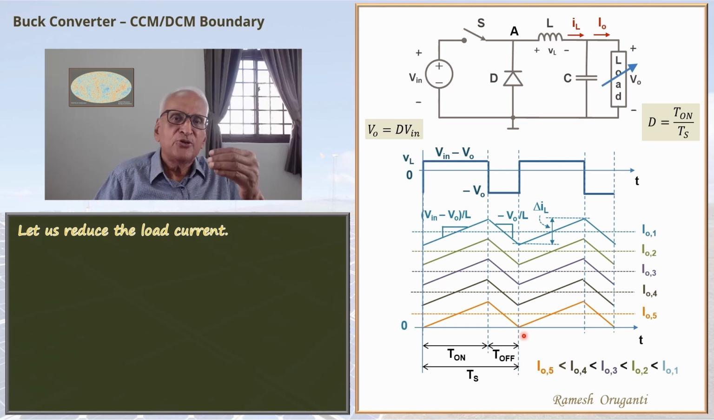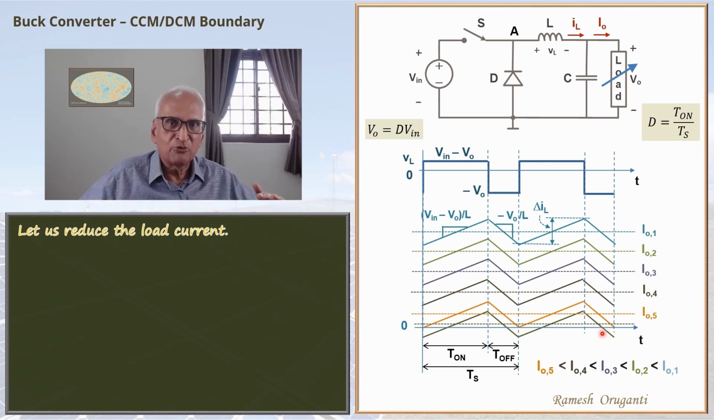Suppose we reduce the load current still further. Let us assume that V0 hasn't changed, that the ripple current waveform remains the same, and the peak-to-peak ripple current remains the same. So we are making the assumption that somehow it is still in continuous conduction mode. Then what will happen? The whole ripple current will go down further. That is the waveform shown here.